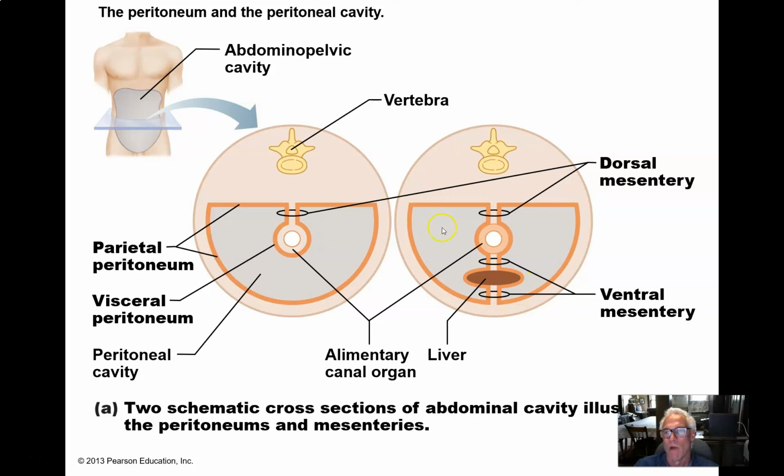Now we have to wrap up a very complex, long, twisted arrangement of intestines, for example, as well as the liver and the spleen. So it's a little more complicated, and we have these mesenteries that kind of form these double layers of serous membrane that sort of migrate from the wall to an organ, and from an organ to another organ of the digestive tract.